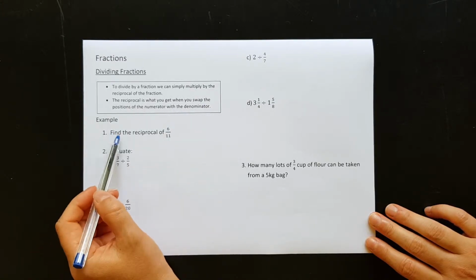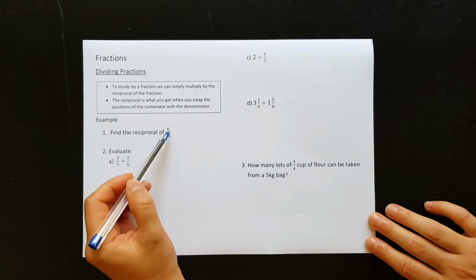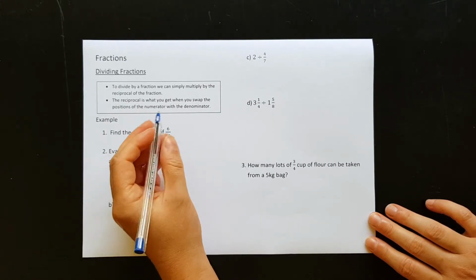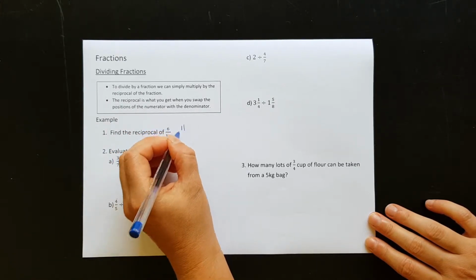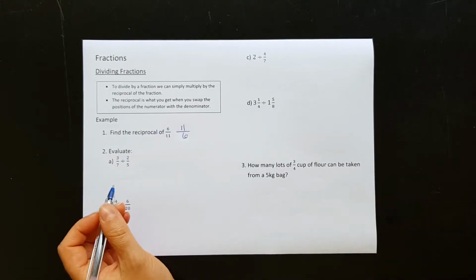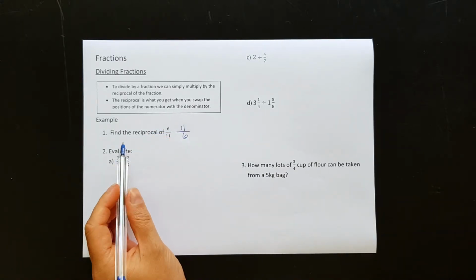Okay, so find the reciprocal of 6 out of 11. So reciprocal just means swap the numbers around so that the 11's on the top and the 6 is on the bottom. Okay, so that's what reciprocal means.